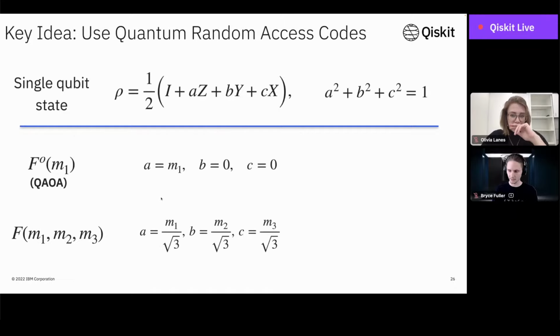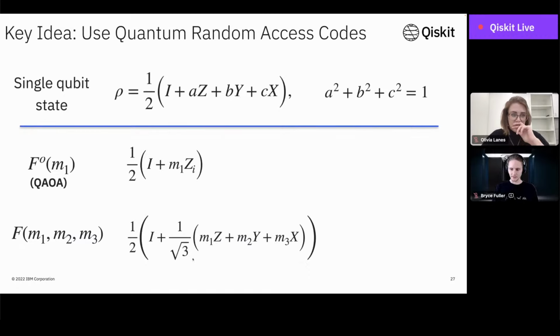What we're going to do instead is encode 3 bits of information, one into each of these variables. And this normalization is here just to ensure that this condition over here is met, that the state is normalized. Okay. So again, when you plug these variables in, this is how our embedded quantum states will look in both the embedding used by QAOA and the embedding used in this paper.